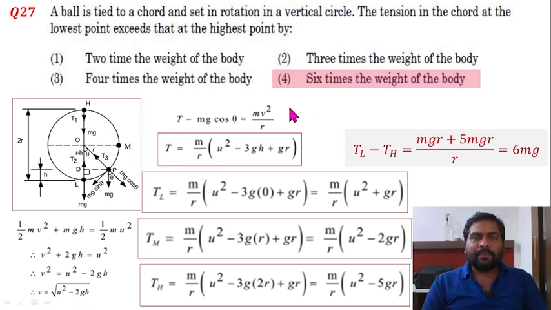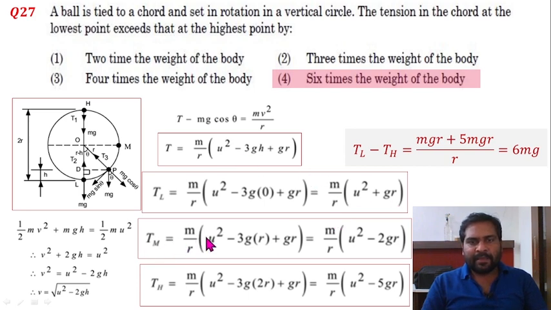The second one is centripetal force. The centripetal force is equal to T minus mg cos theta at a particular point. So cos theta equals r minus h divided by r, and you can take the value of v from the previous expression. So T equals m by r times (u square minus 3gh plus gr). This is the standard result, and for the lowest point h equals 0. So it is equal to m by r times (u square plus gr).